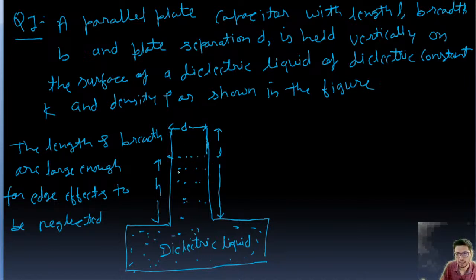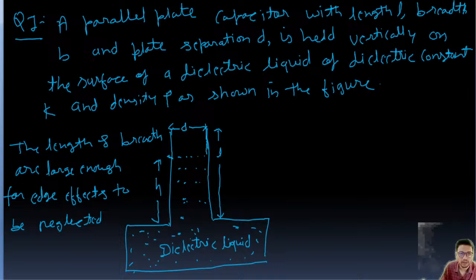Okay, and they are held vertically on the surface of dielectric liquid. This is the surface of dielectric liquid, of dielectric constant K, and the density of the liquid is rho, as shown in the figure. The length and breadth are large enough for edge effects to be neglected. So we have neglected the edge effects because the length and breadth are large enough.